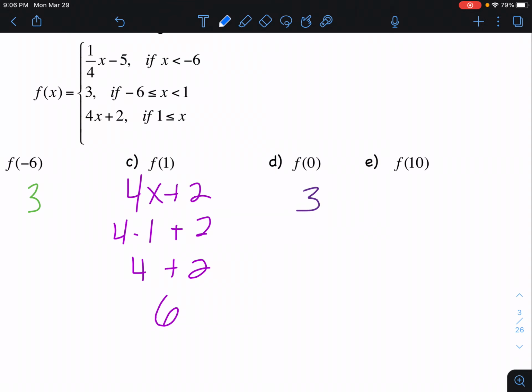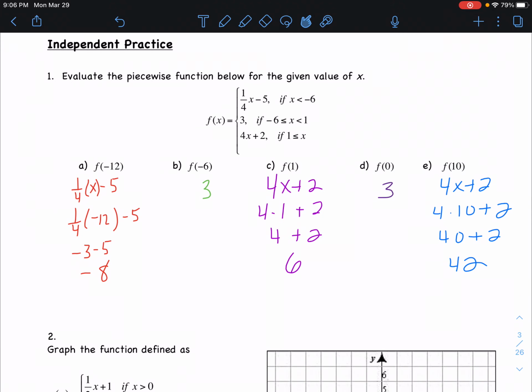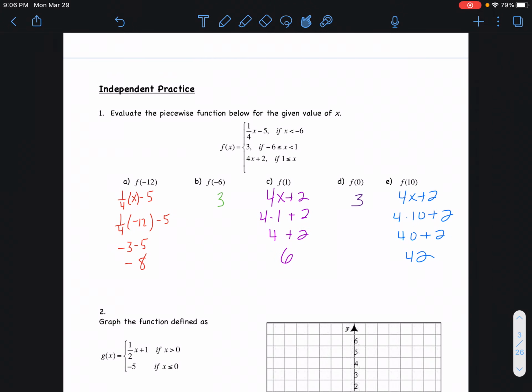And then f of 10. So 10, no, that's not less than negative 6. No, 10's not between negative 6 and 1. If I put it in here, yep, 1 is less than 10, so I'm going to use the 4x plus 2. So that's 4 times 10 plus 2 is 40 plus 2 is 42. And guys, I do expect to see all the work, of course. All right, so we did another one for evaluating piecewise functions.